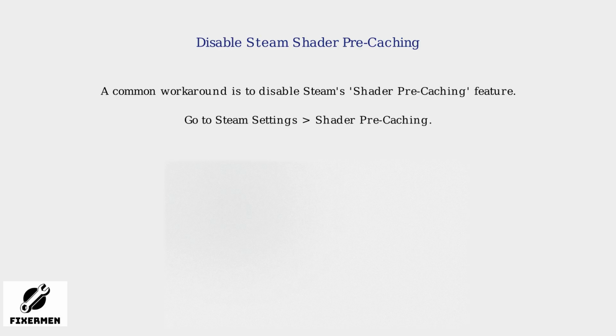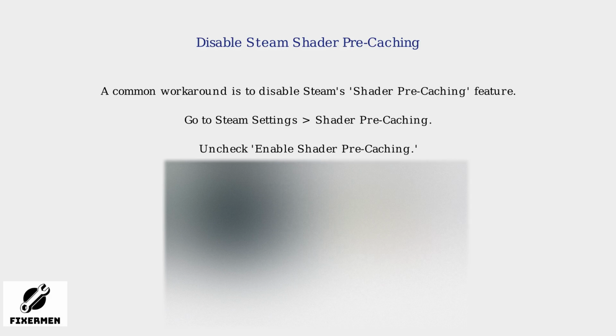A common workaround is to disable Steam's shader pre-caching feature. Go to Steam Settings, Shader Pre-caching, and uncheck Enable Shader Pre-caching. This has been known to reduce reported bugs, especially after Steam updates. Restart Steam after making these changes.